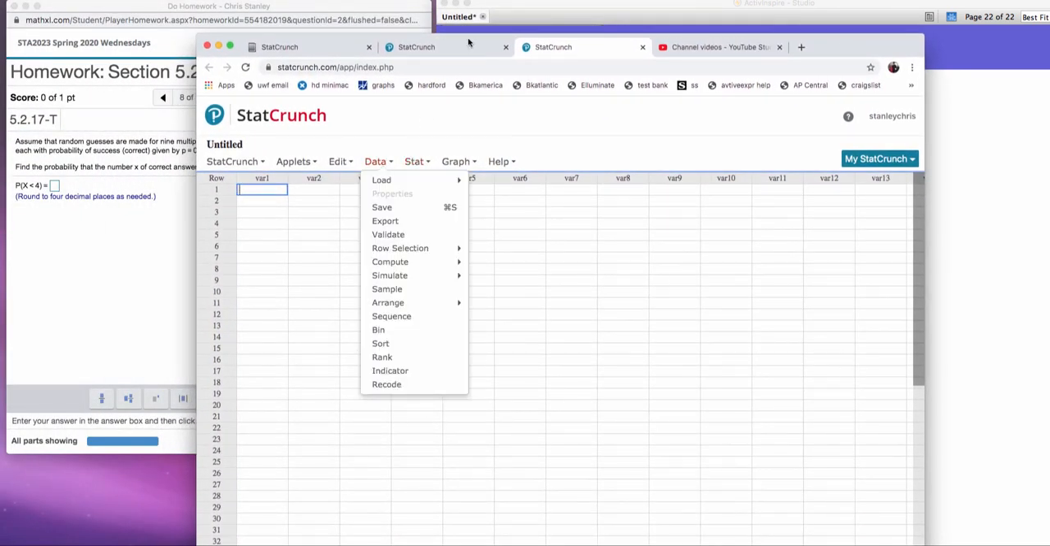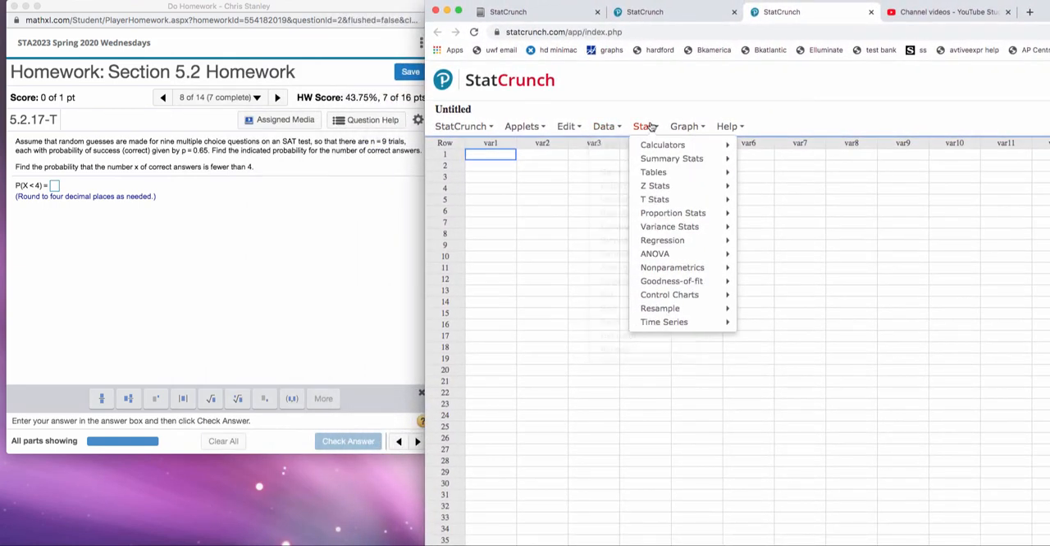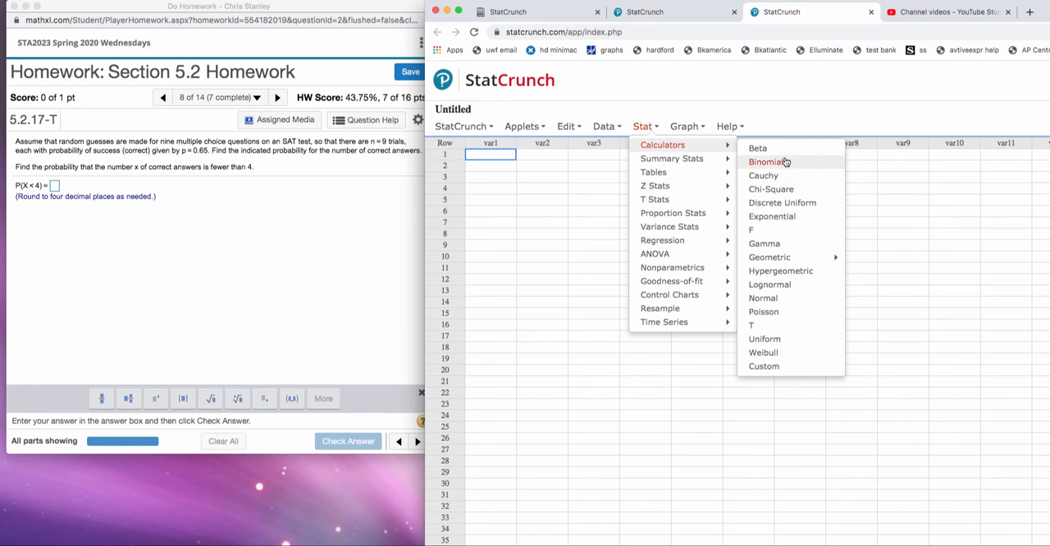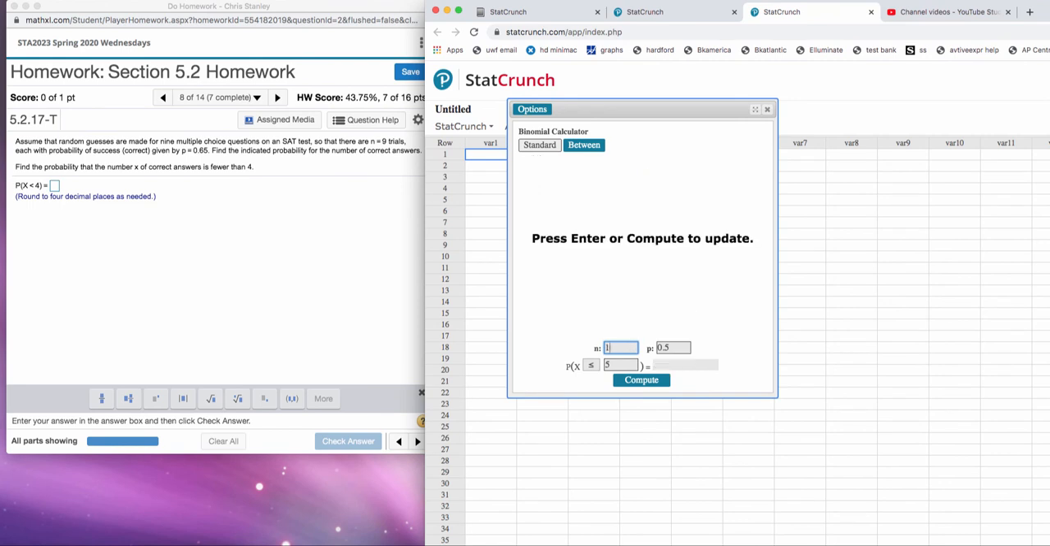Okay, so what we're doing, so we can see the problem. Let's go stat, calculators, and look for binomial. They're in alphabetical order. Binomial. And if you look, they say, hey, what's n? Well, n is how many people we surveyed. P is the chance, which looks like 0.65.